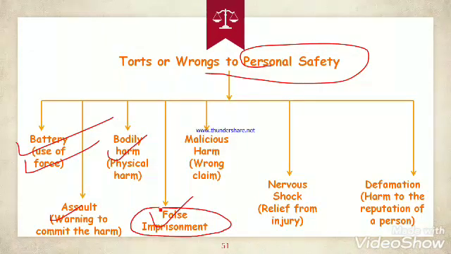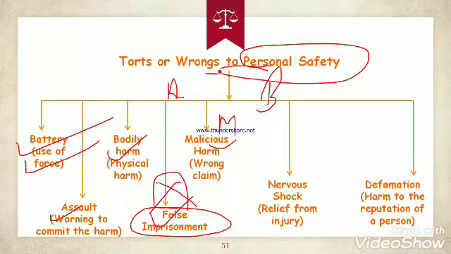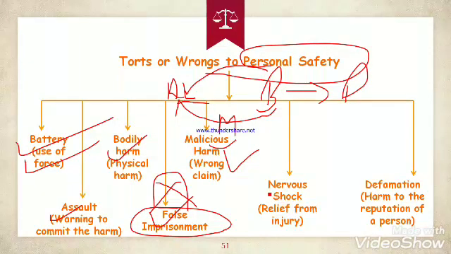False imprisonment means on the basis of false proof, the court gave the punishment to the accused that you have committed a tort and you will have to pay the damages, and you will even go to jail. So it will be covered under false imprisonment. Malicious harm means wrong harm. For example, there were two neighbors, A and B. There was a murder of M, and B had a personal enmity with A. So when the detective or police came, B said that I have a doubt on A. So it will be considered under malicious harm.